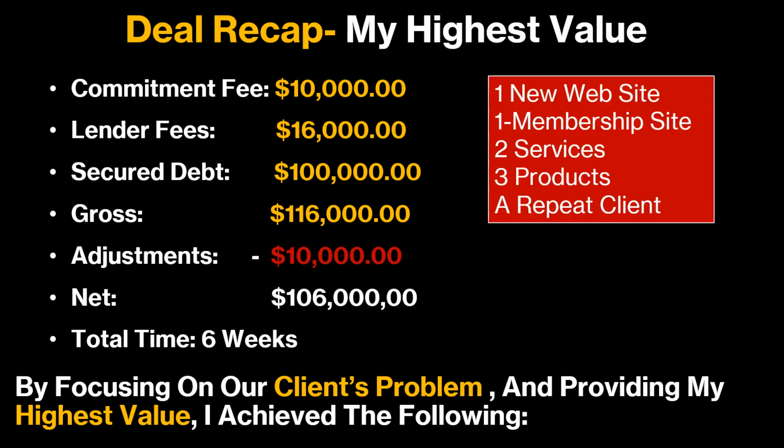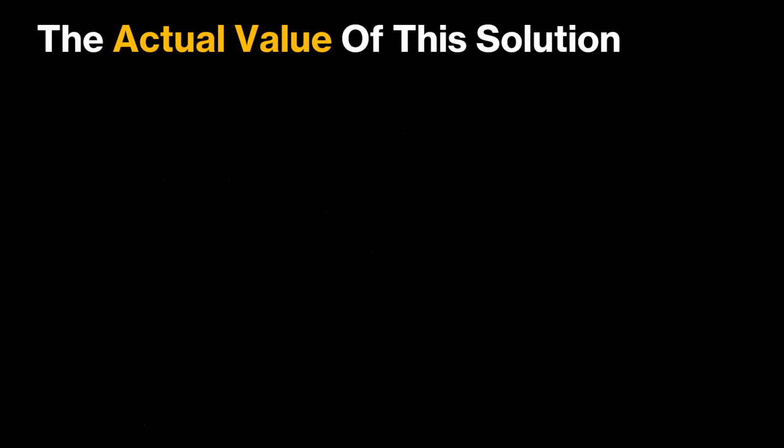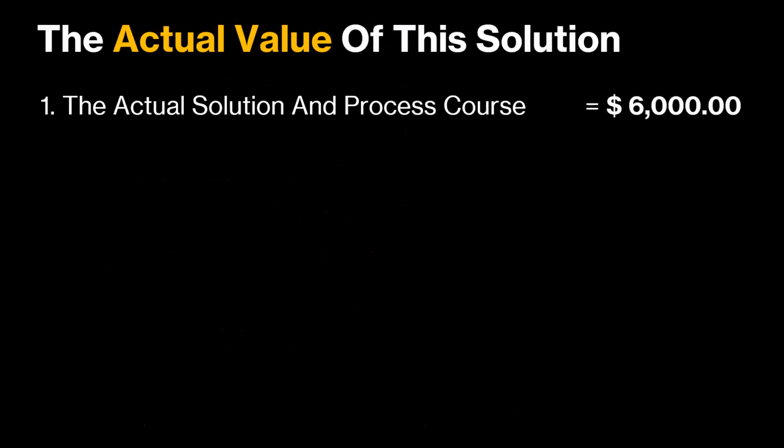Okay? So for me, I ended up with a new web format, a membership site, 2 services, 3 products, and a repeat client and a platform for more clients. And I can just sell basically or offer basically the video course and not the service. Okay? Pretty cool. Actual value of all of this?